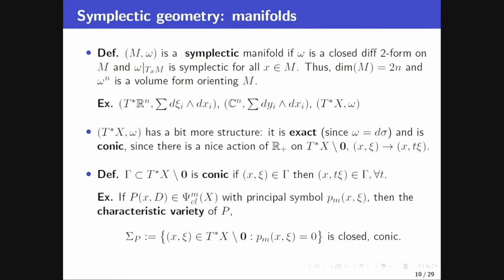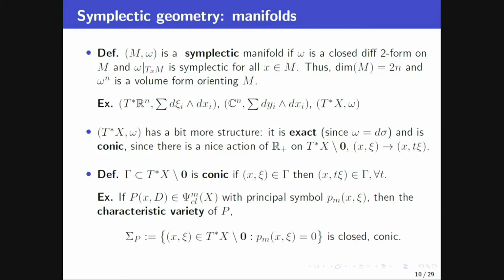So now we are in the symplectic manifold setting. You consider a smooth manifold with a symplectic form, which is a closed differential 2 form, and becomes symplectic on the tangent space of M. And again, the dimension of M is 2n. For example, T star Rn, Cn, T star X with omega defined before. So actually, any symplectic manifold looks like T star Rn. It's better to think about it like that, T star Rn.